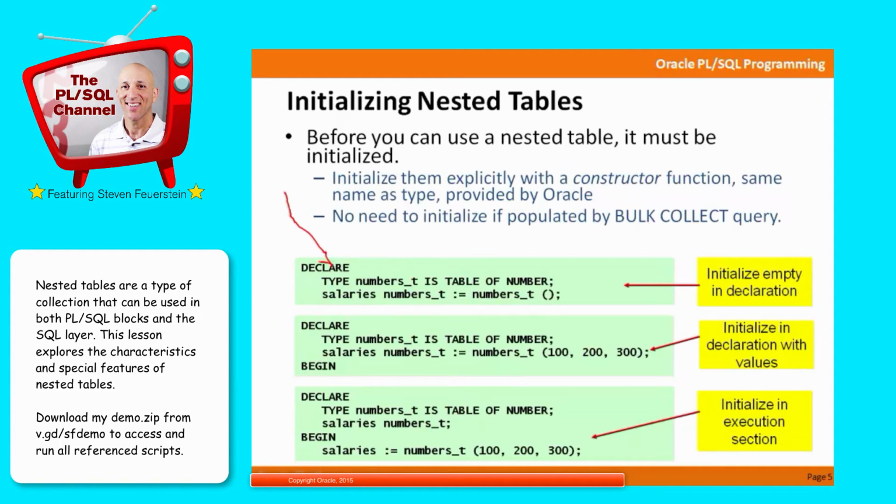I declare a nested table type called numbers_t. It's a table of numbers. Then I declare a variable called salaries, which is a nested table based on the numbers_t type. And then right inside my declaration, I can also initialize it with a call to a constructor function of the very same name. I can provide a list of values if I want to, or just nothing, and it will initialize, in this case, a null or empty list.